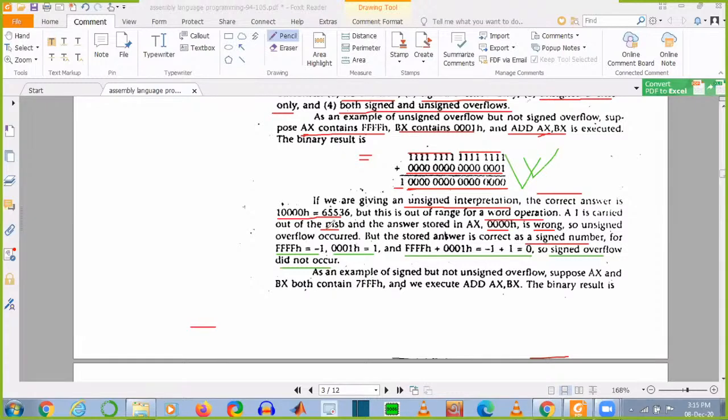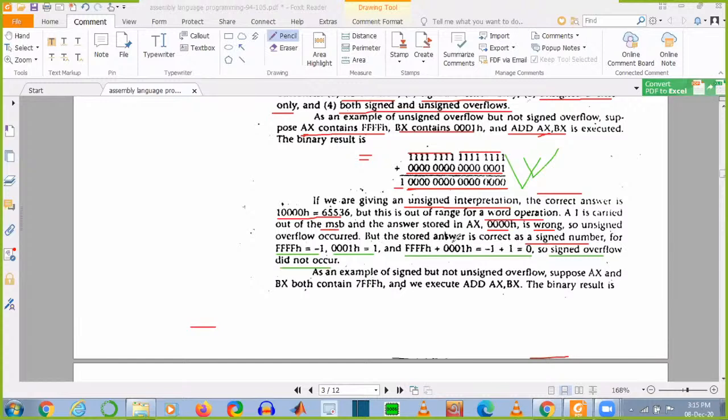Now, what is the explanation of that? If we are giving an unsigned interpretation, the correct answer is 10000 hex equals 65536. That is the correct result in unsigned interpretation, but this is out of range for a word operation. A 1 is carried out of the MSB, and the answer stored in AX is 0000 hex. That is wrong, so unsigned overflow occurred. The stored answer is wrong for the unsigned case. That's why unsigned overflow occurs. CF will become 1.